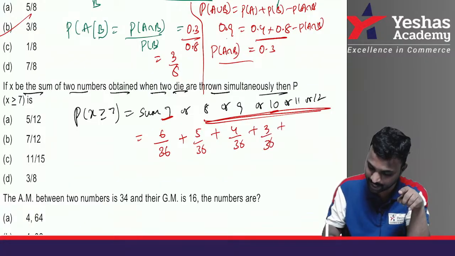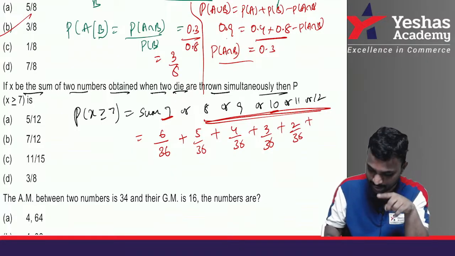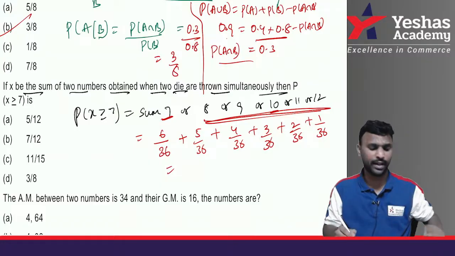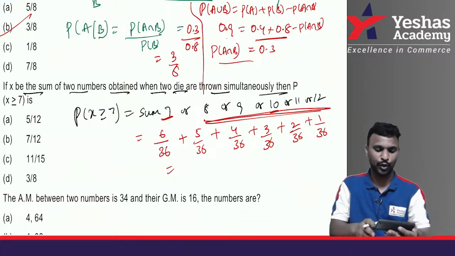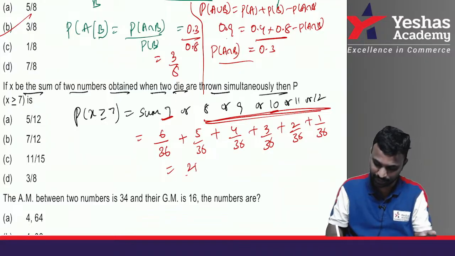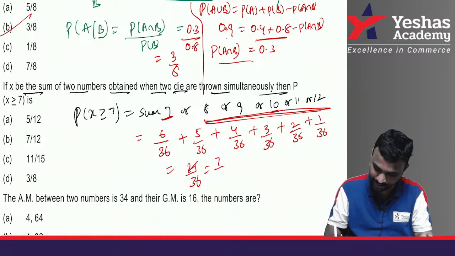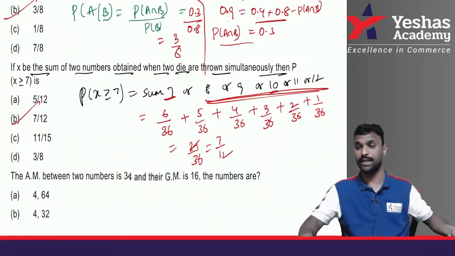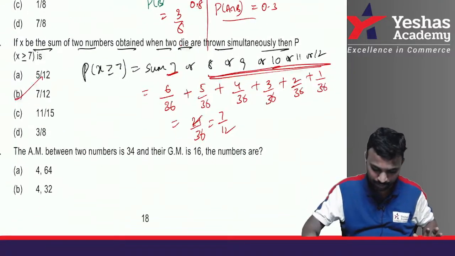For 11, 13 minus 11 is 2. 2 by 36. For 12, 13 minus 12 is 1. 1 by 36. As all denominators are the same, just add the numerators. 6 plus 5 plus 4 plus 3 plus 2 plus 1, which is 21. 21 by 36, which is 3 sevens are 21, 3 twelves are 36. So 7 by 12 is the right answer. Moving on to the next question.